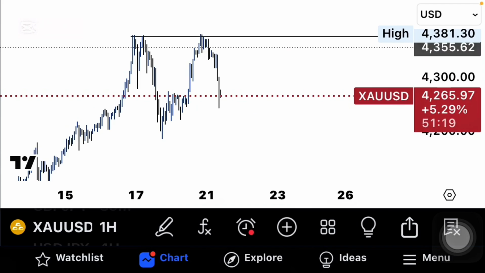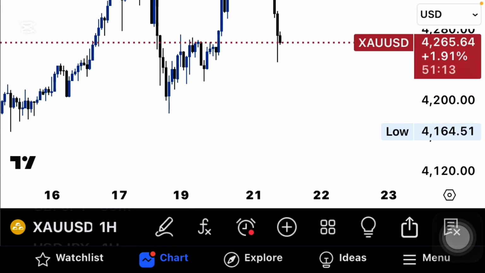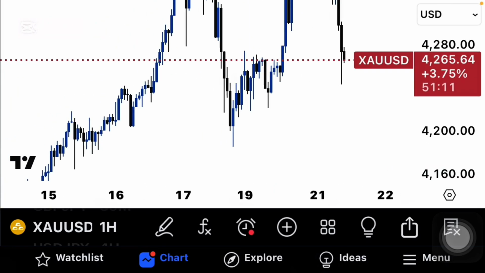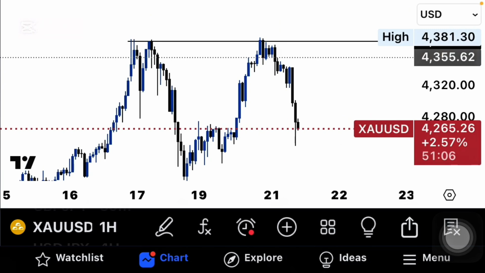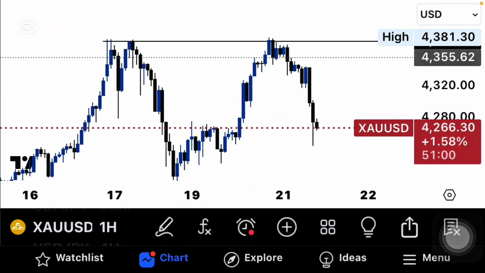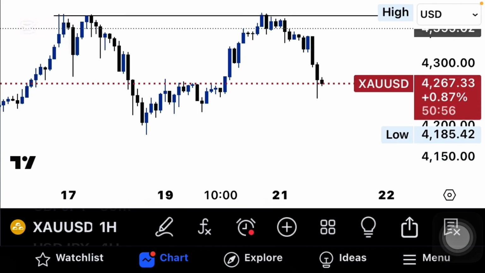Okay, so this is what you can see on the 1 hour time frame, and I trade break and the retest. What I use as my retrace point, what I use as my interest point, is the Fibonacci. I use the Fibonacci as my interest point. So this is what is happening right now on gold.